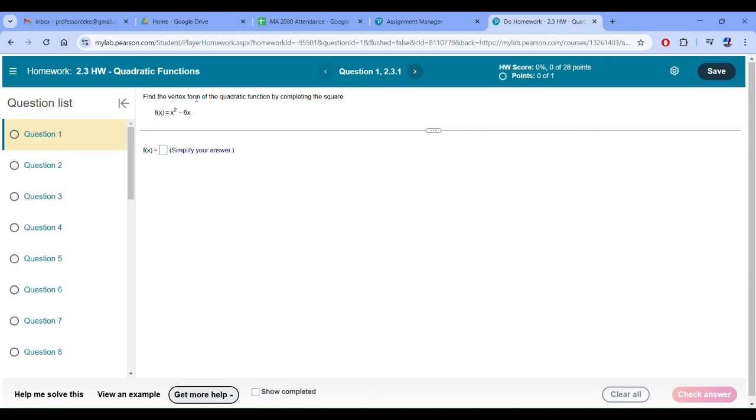So, alright, here we go. Find the vertex form of the quadratic function by completing the square. So, by completing the square, that means they want you to get this into vertex form. So if you think about this, how am I going to, probably the best thing would just be Desmos and look at a lot of these in the Desmos way.